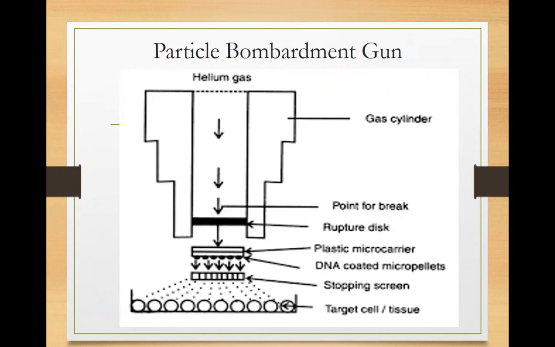So it is important to draw this particle bombardment gun apparatus and name all the different parts of this apparatus when this gene transfer method is asked separately. In general, it has been asked many times for 5 marks.